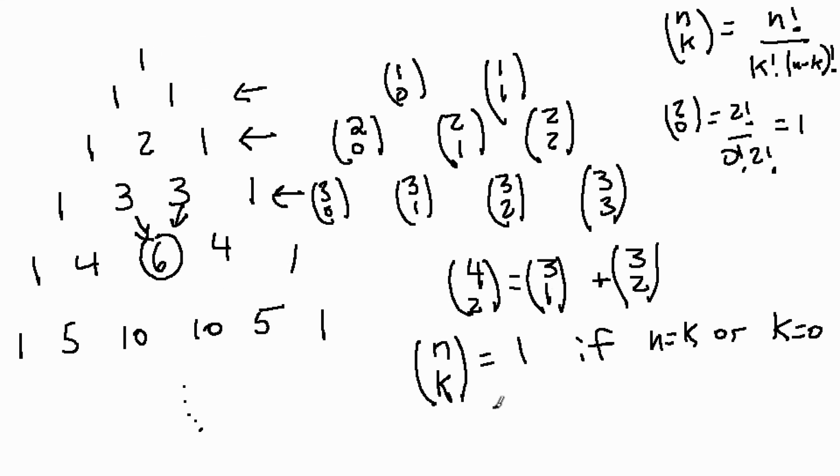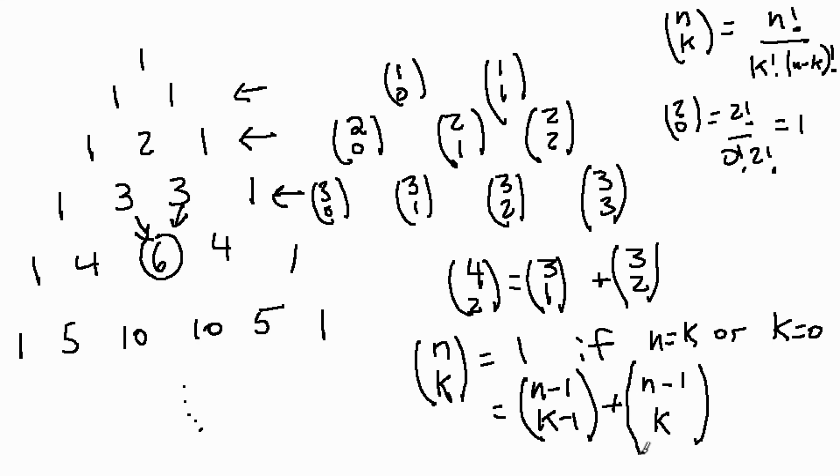But in the other situations here, we have that n choose k is equal to n minus 1 choose k minus 1 plus n minus 1 choose k. Everybody see that? This is the generalization of this number right over here. Okay? So in fact, here's another way to think about this. It is referred to as the binomial theorem.